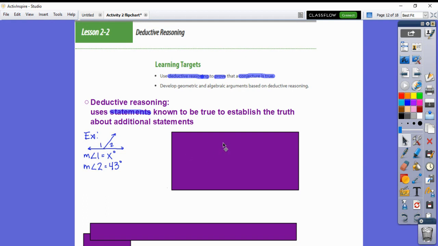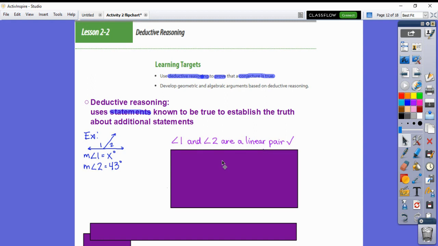Well, in deductive reasoning, you start with something that you know is true. We know that angle 1 and angle 2 form a linear pair. Why is that? Well, in activity 1, you learned the definition of a linear pair. A linear pair of angles are supplementary, so they have two measures that add up to 180 degrees, and they share a common vertex and a common side. So right there, we can see that common vertex and we can see that common side that this ray is forming right here. So that's a given fact.